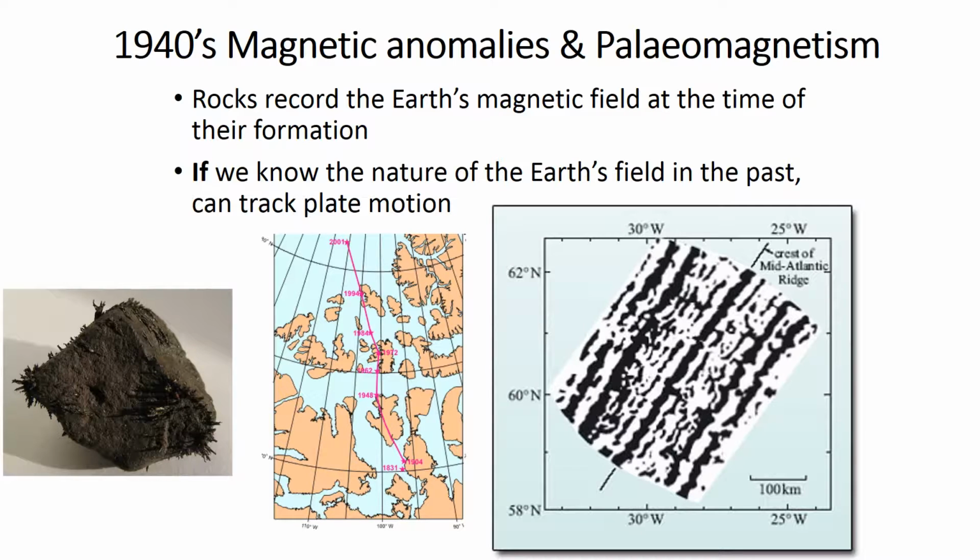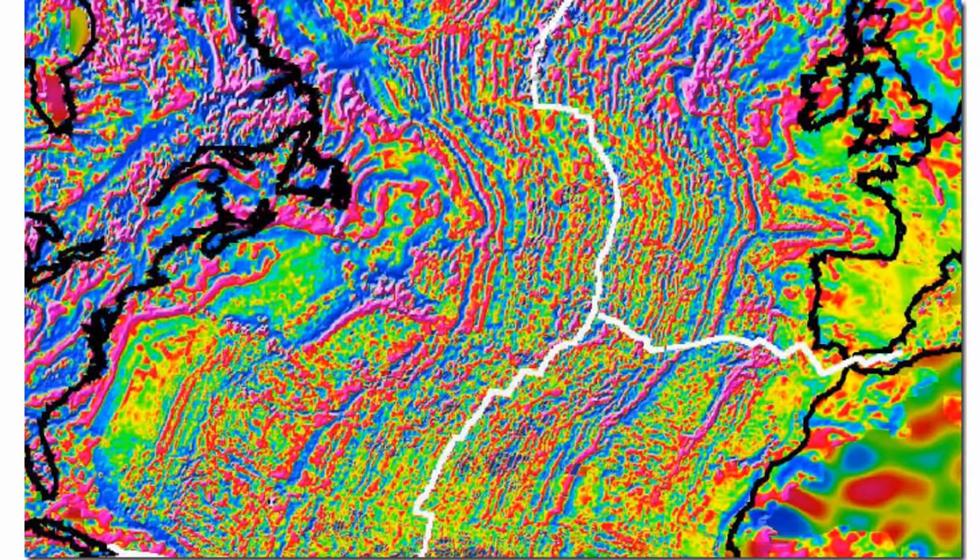But also, this is a map of a mid-ocean ridge, and we'll see another one in the next slide, where it's coloured black and white for which way up the field is pointing. And you can see that along the axis of the ridge, you've got a black stripe, and then two white stripes, and then two black stripes, and it's symmetrical. Okay, so this is the same kind of thing.